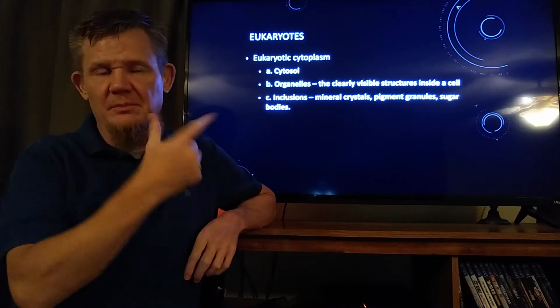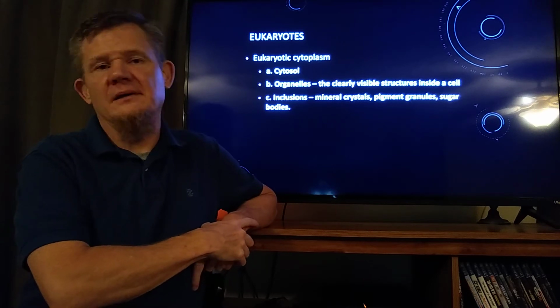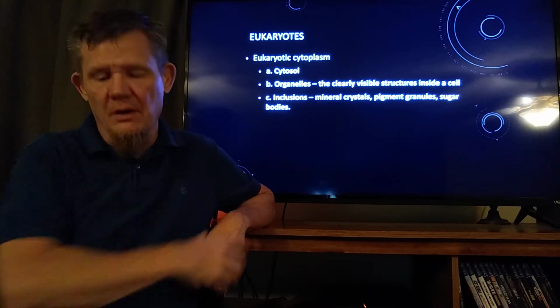And last would be like a sugar body. A sugar body is basically like a little pantry for cells, a place for it to hold food.